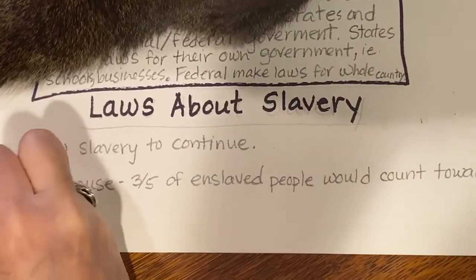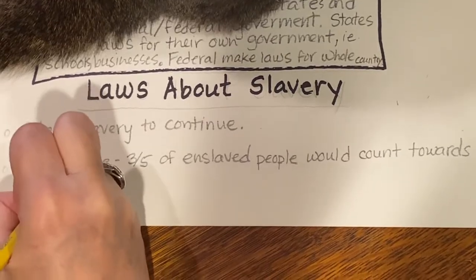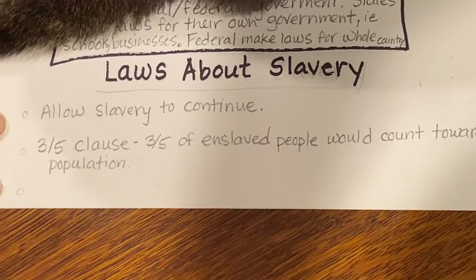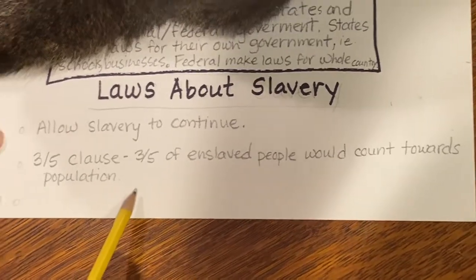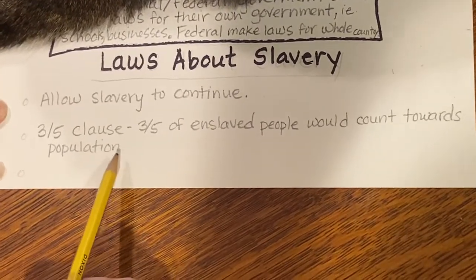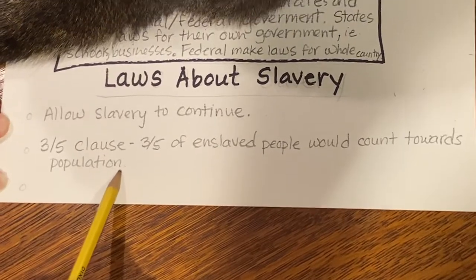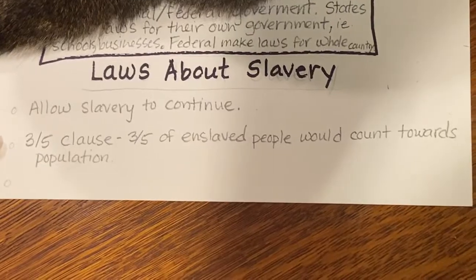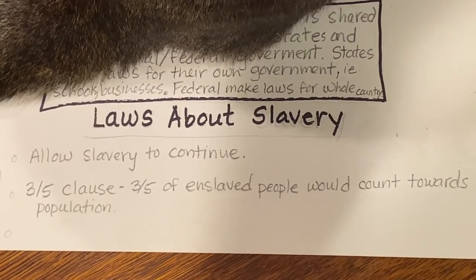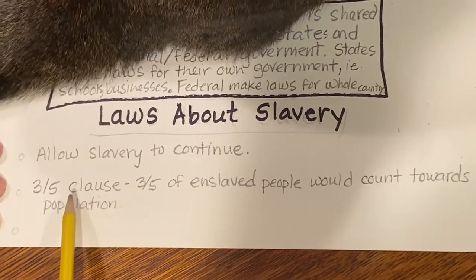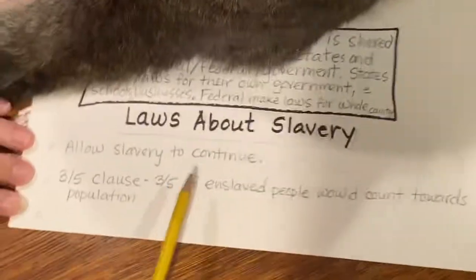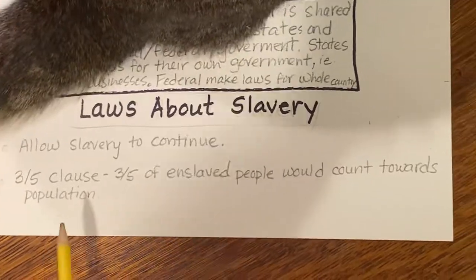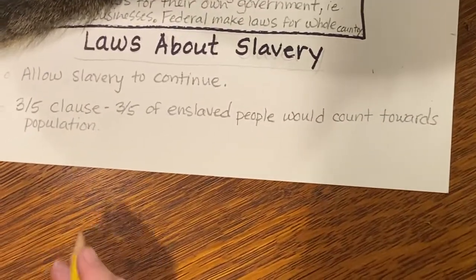Remember, that was really important to the southern states because that would mean that they'd get a lot more representation because they had so many enslaved people living in that state. It would really bump up the number of representatives that they could send to the House of Reps. Okay? They wanted 100% of enslaved people to count, but the compromise was that they would count 3/5.